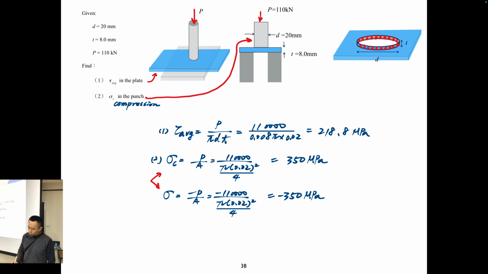means compression. So we must know that 350 megapascal is compression. But if you just say sigma, which means that you don't define the direction of the sigma, so you should put minus. Both of them are okay, because sigma positive is tensile, negative is compression. So if you define the direction, the value should be okay. You don't need to say the minus sign here. So either of these two is okay, right?